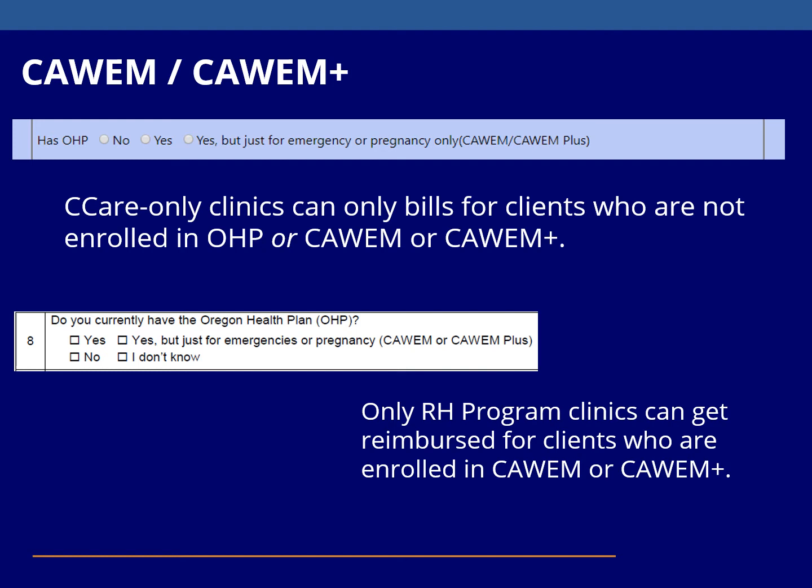Finally, C-Care-only clinics can only bill for clients who do not have OHP or CAWEM Plus. So the "yes, but just for emergencies or pregnancy" field is just for RH program clinics.